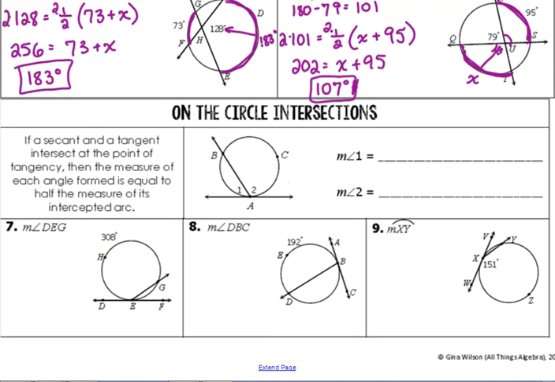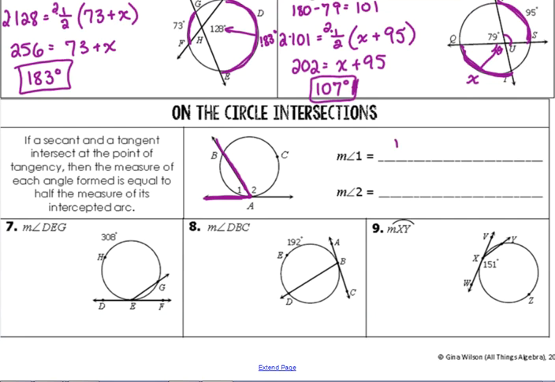Now, let's go back to something that's on the circle. On the circle intersections, if a secant and a tangent intersect at the point of tangency, then the measure of each angle formed is equal to half the measure of its intercepted arc. So essentially, this one's pretty much the same thing as an inscribed angle, except technically it's not an inscribed angle, because it's not fully within the circle. Notice this side of the angle right here is outside the circle, but it's the same relationship.